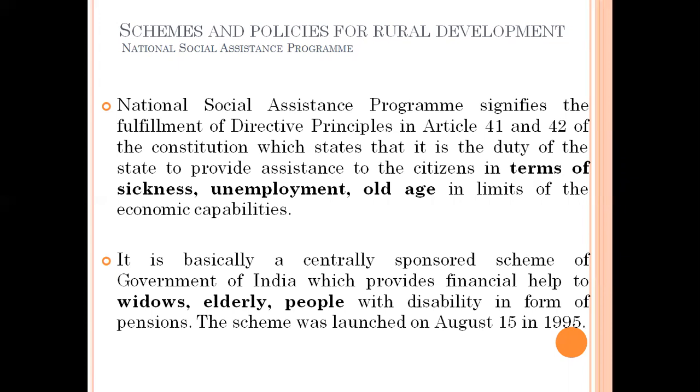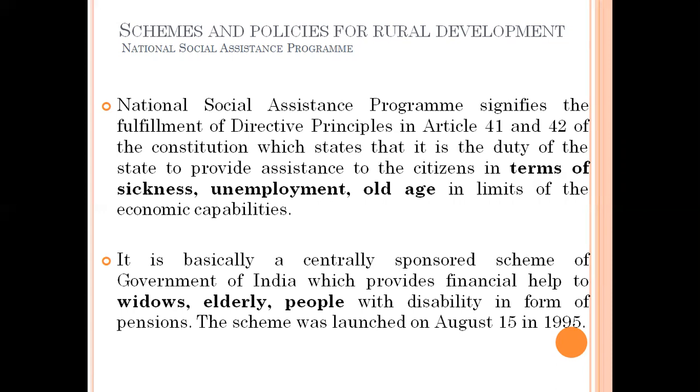Next is Indira Gandhi National Disability Pension Scheme. So eligibility for this scheme is individuals aged 18 years and above with more than 80% of disability. The amount is 300 rupees per month.